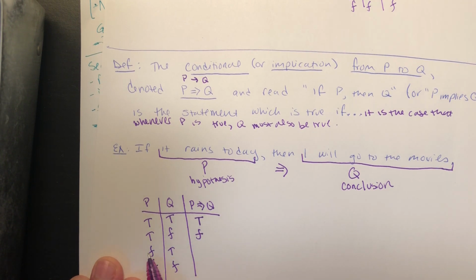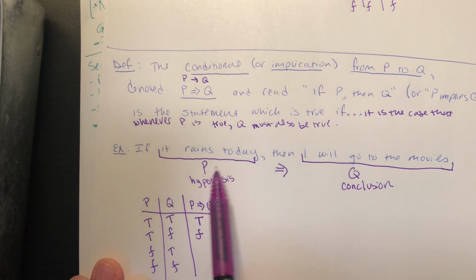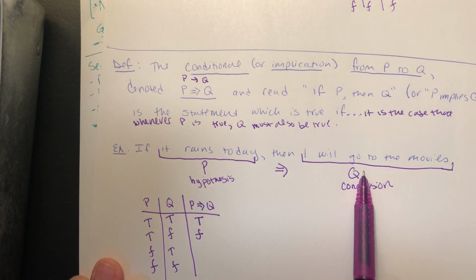This leads to an interesting question. How do we define the truth value of this implication if the hypothesis, the first part, isn't true? Like if it doesn't rain today, how would you know whether this implication is true or not? Well, the thing to keep in mind is that this statement, P implies Q here, didn't really assert anything about whether it rains today or not. It didn't say whether you were going to go to the movies or not if it didn't rain. All it's saying is if it does rain, then I'm going to go to the movies.